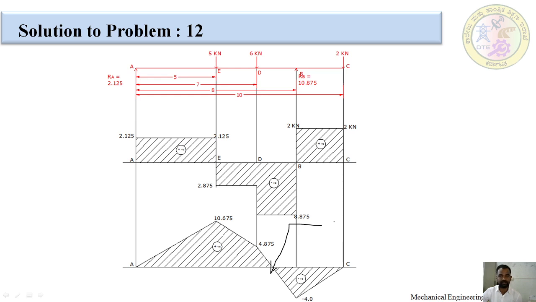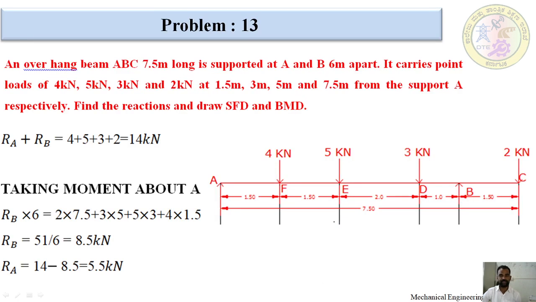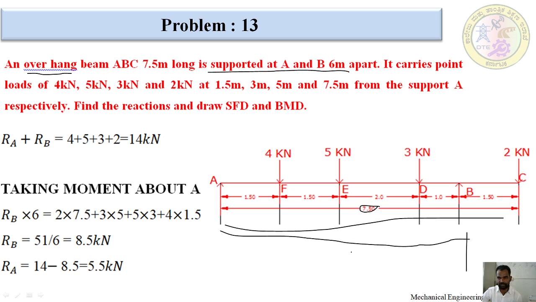Next slide we are going to have another problem, and this is the last problem of this whole chapter. This is the problem they have given. The name they have given is overhanging beam ABC. The total distance is 7.5, as given here, and it is supported at A and B, 6 meters apart. From here to here we have 6 distance only.